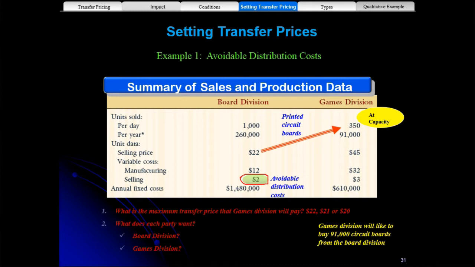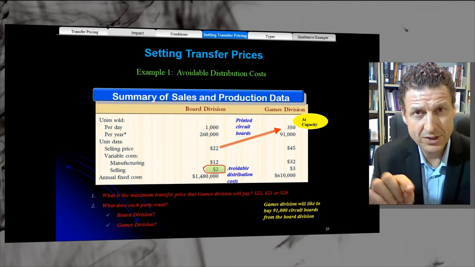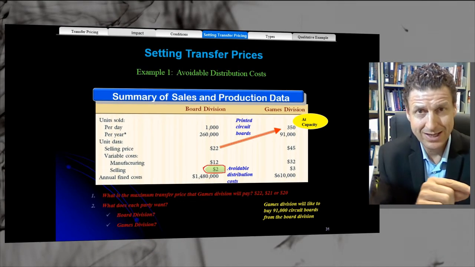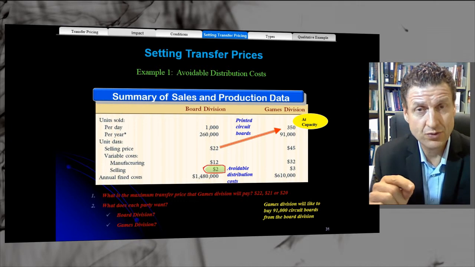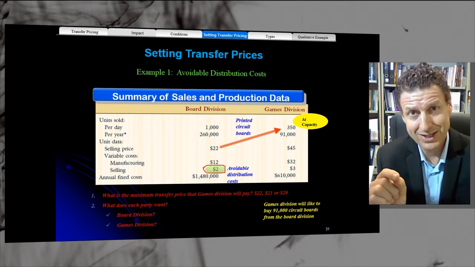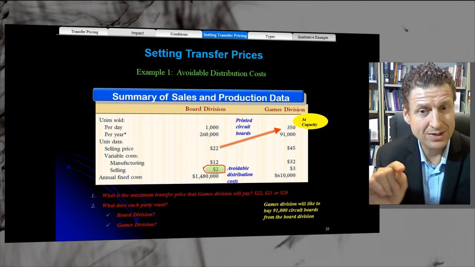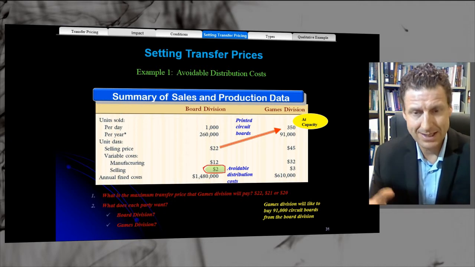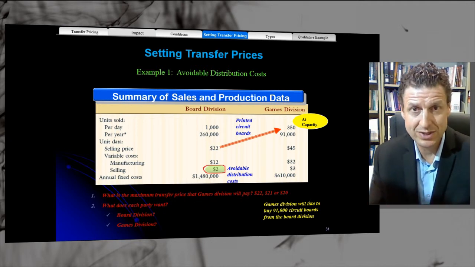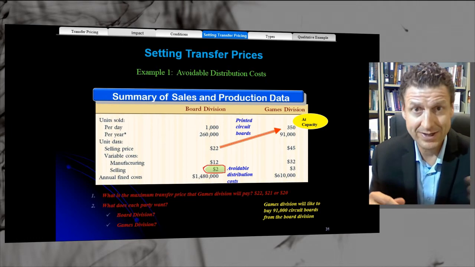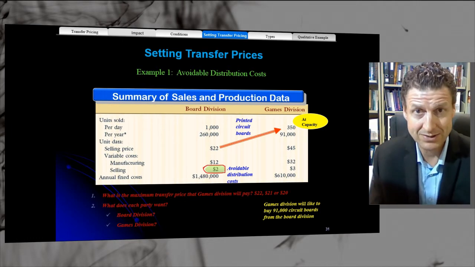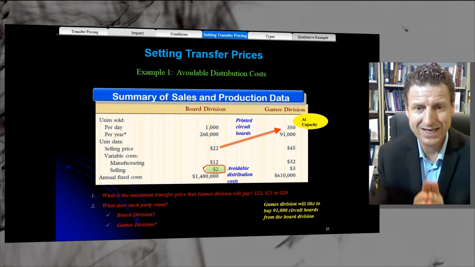Now, what does that mean? If board division transfers printed circuit boards internally to games division, they can avoid $2 in selling costs. So effectively, by selling internally, the equivalent sale price for the board division would be $20 and not $22. Can you see that? Because they avoid that selling cost, that is, transporting those boards to an external customer, serving the external customer, giving after-sales service support, etc. You got that, all right?